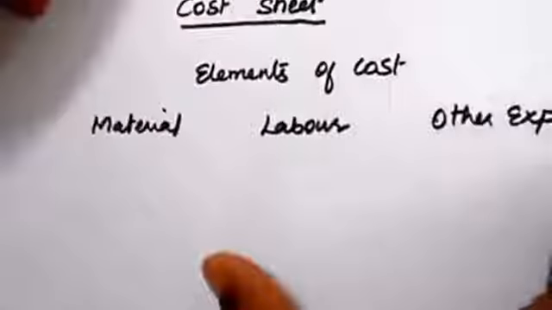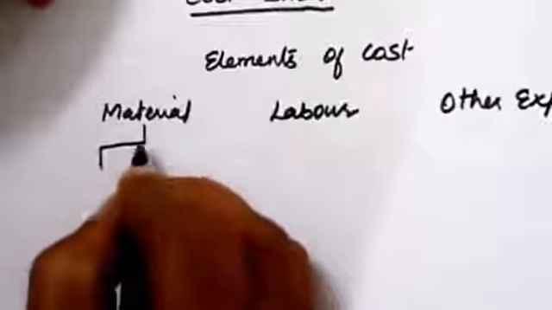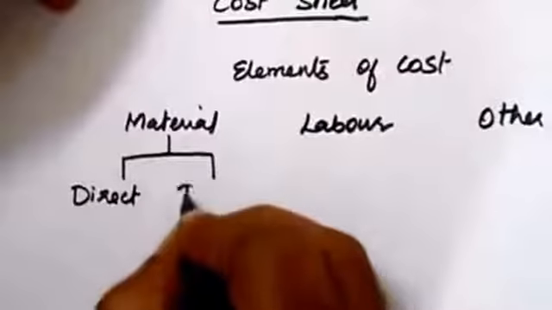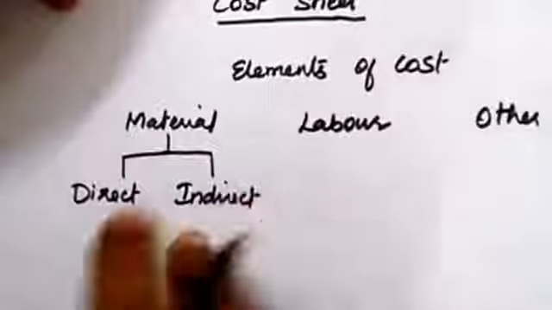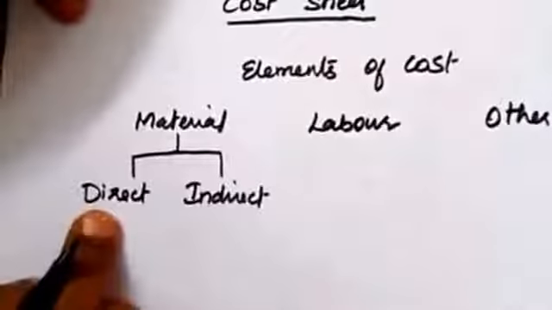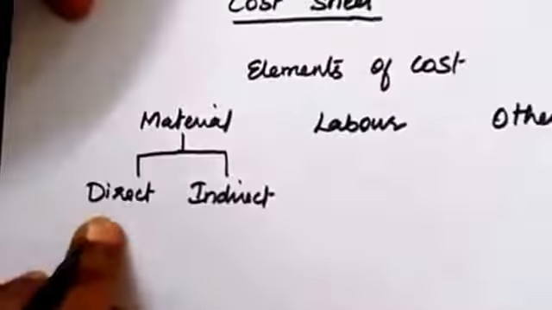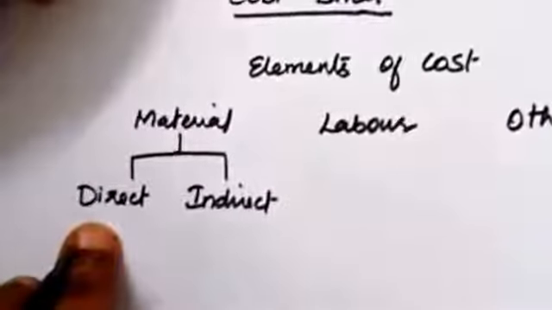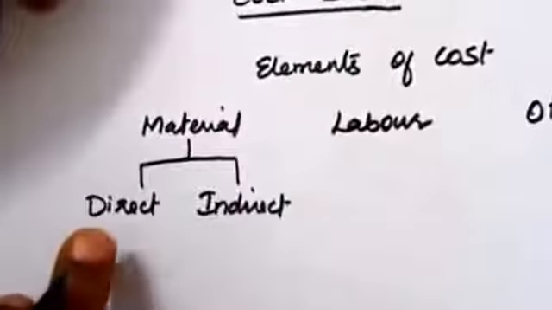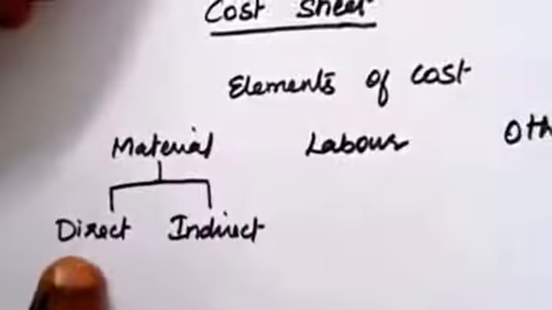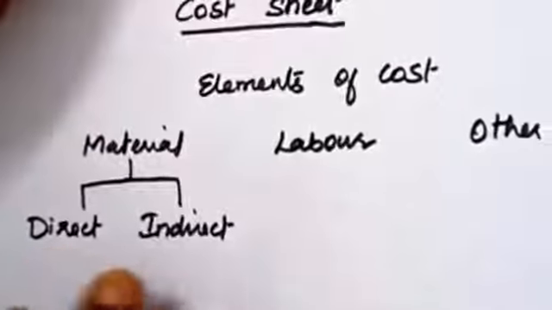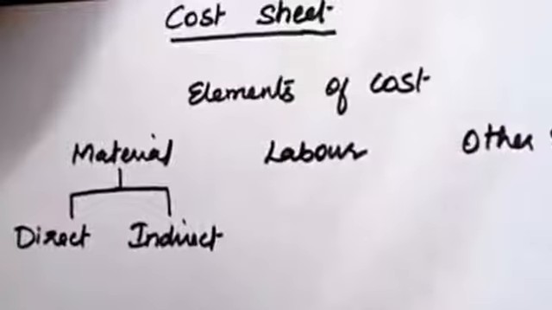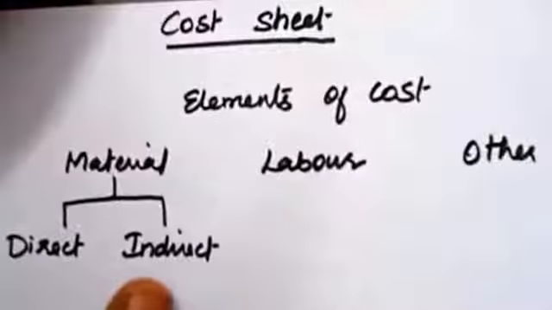If you take all these things, material is also classified into two categories. One is direct material, another one is indirect material cost. Direct material cost means the amount paid at the time of acquiring the raw material. Raw material is an important thing which is required for production. That expense is called direct material. And any other material cost which is not directly involved in production, but is also important and comes under element of cost, is called indirect material cost.